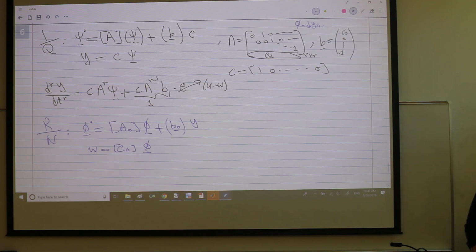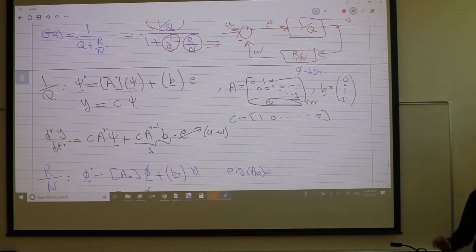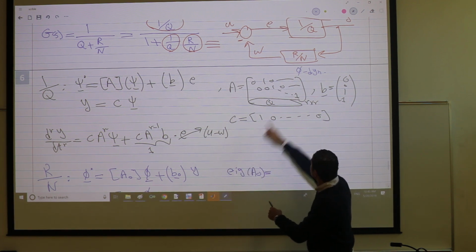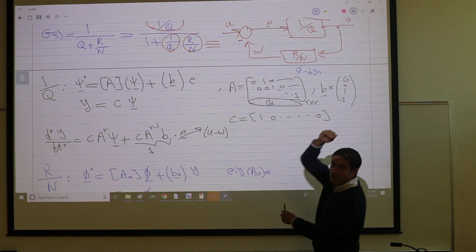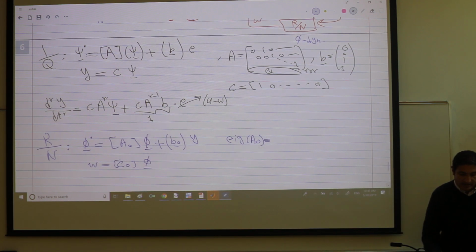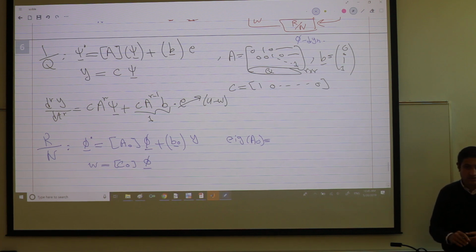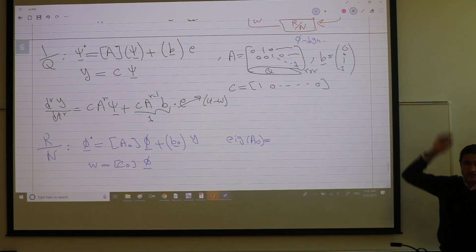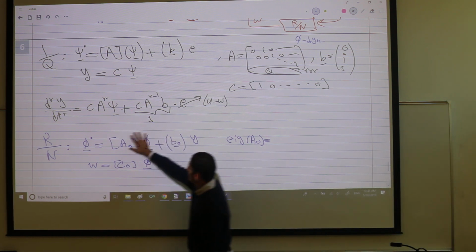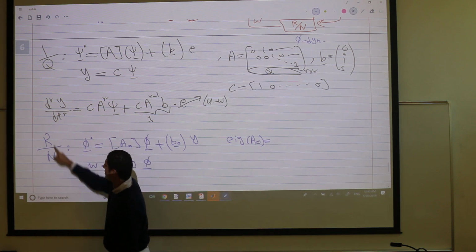One thing here that I want to know that is very interesting. What are the eigenvalues of A naught? Forget anything else. This system, the blue system, is a realization of this transfer function, R over N. So what are the eigenvalues of the A matrix, by definition? This is just general information, regardless of this lecture. This is a realization of a transfer function, R over N.